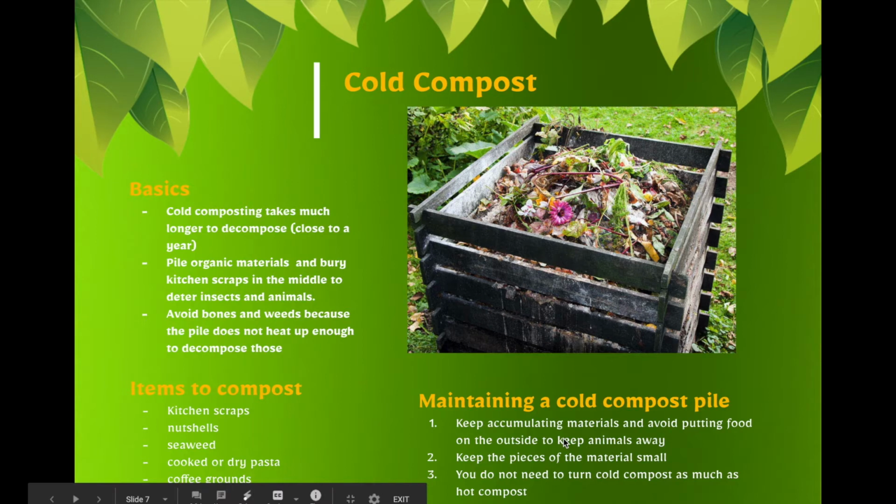The next type of compost is cold compost. Cold composting is much simpler than hot composting because it requires less work to maintain it. However, it does take much longer for the material to decompose due to the lack of heat. It is best to again keep the materials small. With cold composting, it is best to avoid animal interference, so it is suggested by many to keep food and kitchen scraps towards the middle of the pile.